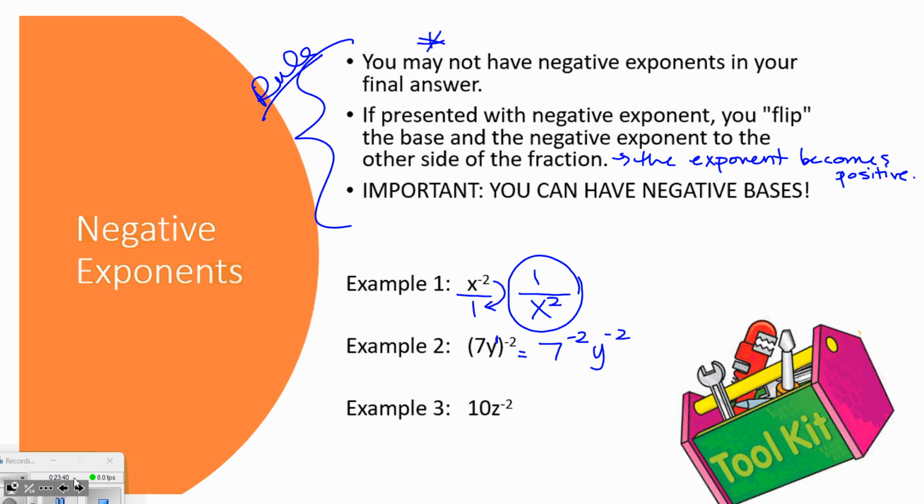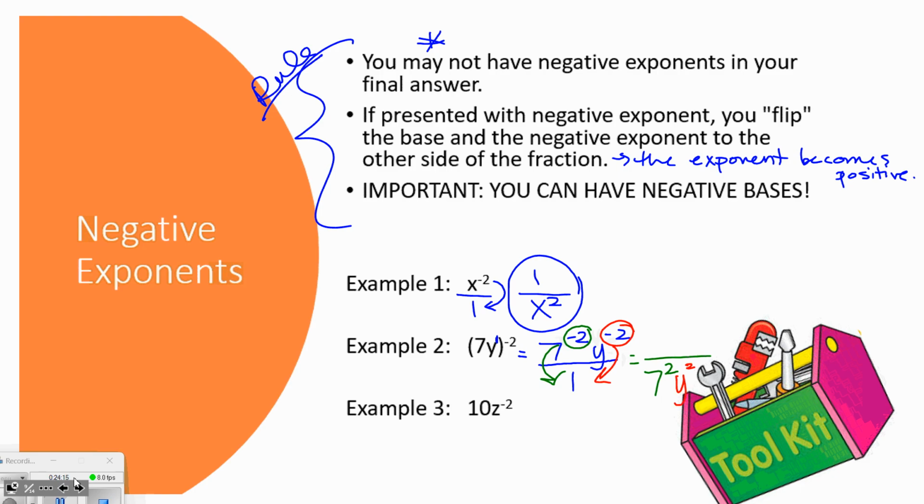So 1 times negative 2, right? And now I'm not allowed to have those negative exponents. So I need to flip to the other side of the fraction. Well, wait a minute. There's no fraction. I make it into a fraction by putting it over 1. Now this negative 2 makes the 7 flip to the bottom. So this is going to become 7 to the positive second. And this negative 2 is going to make the y flip to the bottom as well. So y to the positive second.